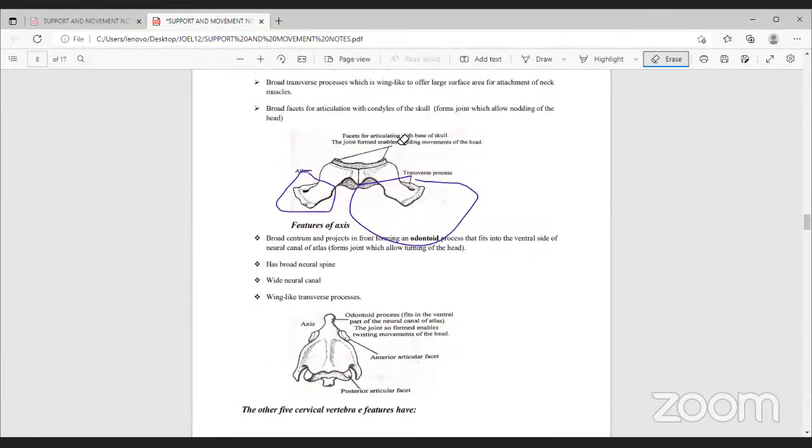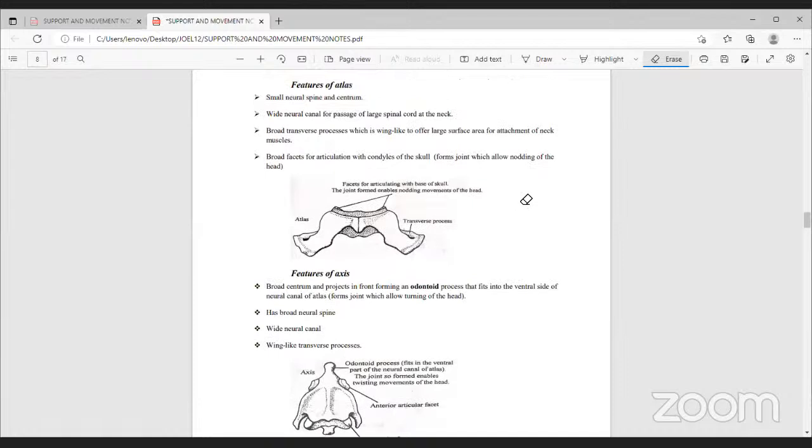That one is evident here. These are the facets that we are talking about. You can see they are large in size. Large facets to allow for articulation with the protuberances and also the occipital condyles of the skull, thus allowing nodding of the head, that is, up and downward movement of the head. Those are the distinguishing features that you find in the first cervical vertebra.